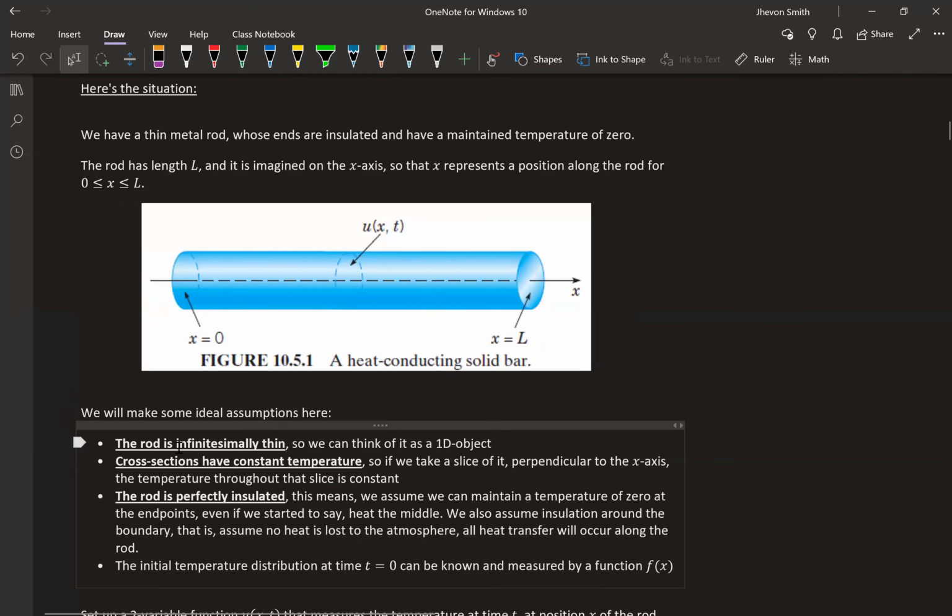So first, we're going to say that the rod is infinitesimally thin, which means it's a very thin metal rod. We can almost assume that's a one-dimensional object, right? Second assumption, if we take cross sections, which means if I slice this perpendicular to the x-axis and I just take that little disc, then we assume the temperature is constant along this disc.